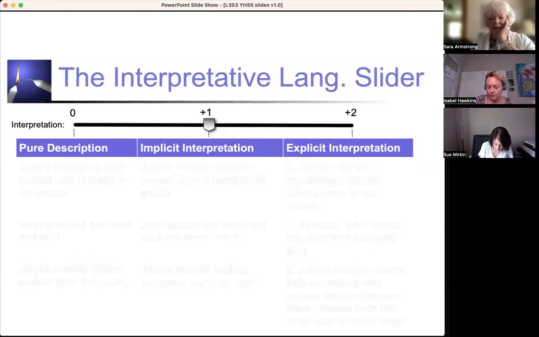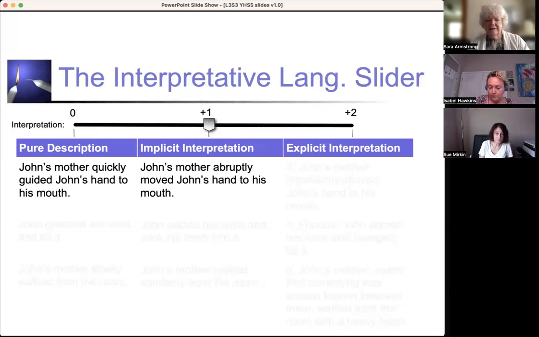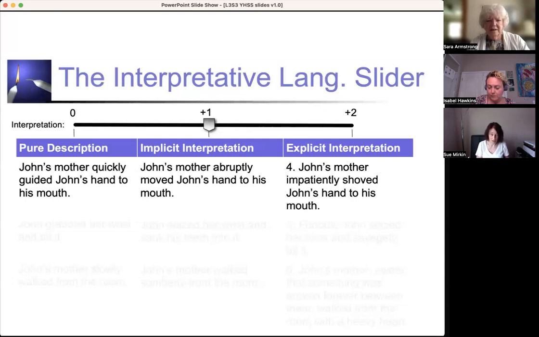So this slider has 3 bands on it. It makes sense for us to describe pure description on one end, explicit interpretation on the other, implicit interpretation in the middle. John's mother quickly guided John's hand to his mouth. John's mother abruptly moved John's hand to his mouth. That's a little bit more sense of intention with it, right? And then John's mother impatiently shoved John's hand to his mouth. We got a lot of sense of the interpretation given to the guiding of the hand.